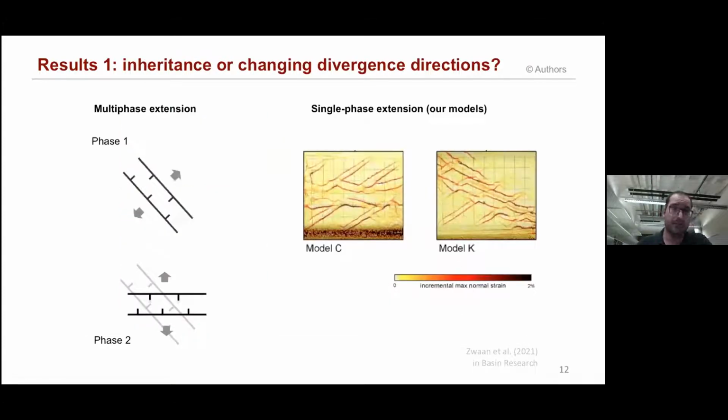Now, if we have this result here, and we have these two orientations of structures, one can think, if you would not know about this model, how it works or how it's developed, that we have two orientations and therefore two rift phases, like shown here to the left, where the second one is overlapping the first one. But it doesn't have to be the case if you have this kind of single phase extension with differently oriented crustal and mantle weaknesses. So that's the first result.